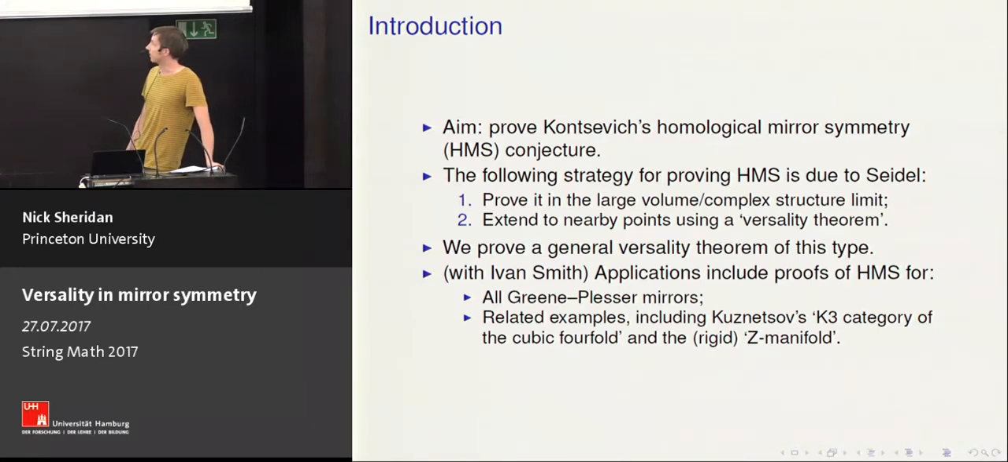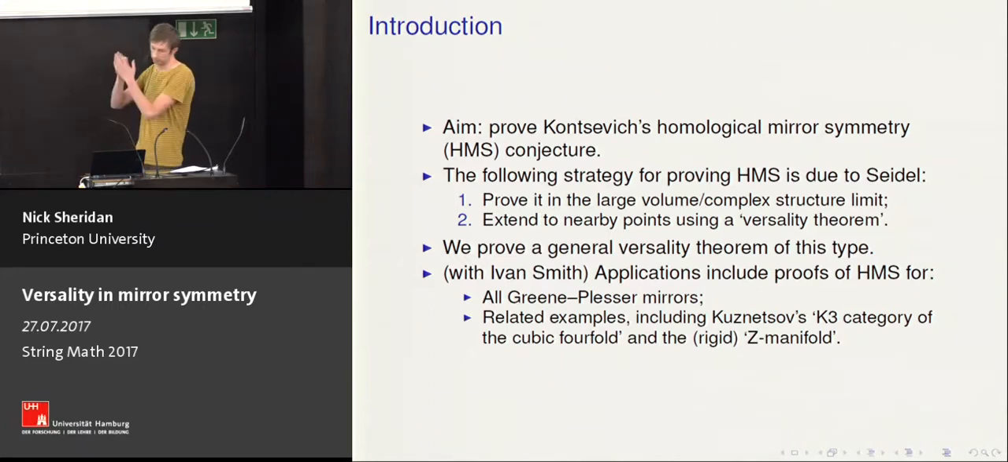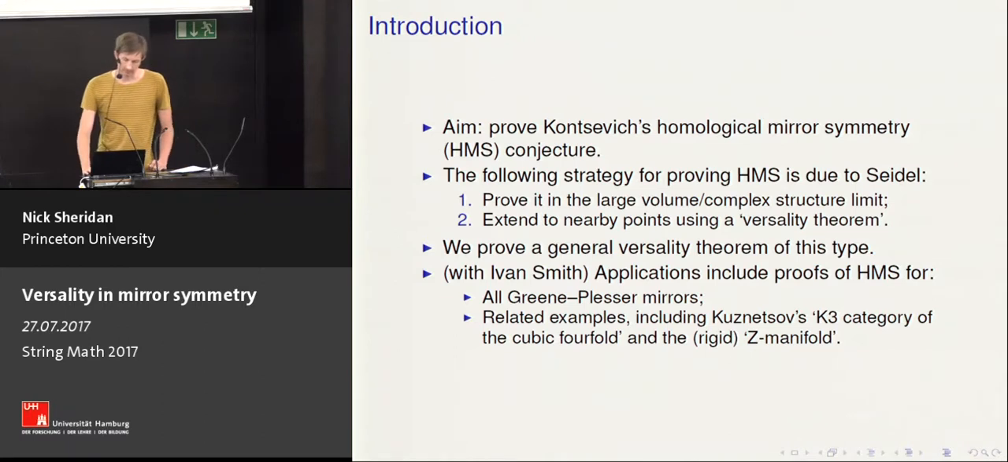And also an example called the Z manifold, which was of historical interest in mirror symmetry because it's rigid, which means its mirror can't be another Calabi-Yau threefold. Its mirror is a generalized Calabi-Yau. So that's kind of the payoff of proving this kind of technical result that I'll talk about.